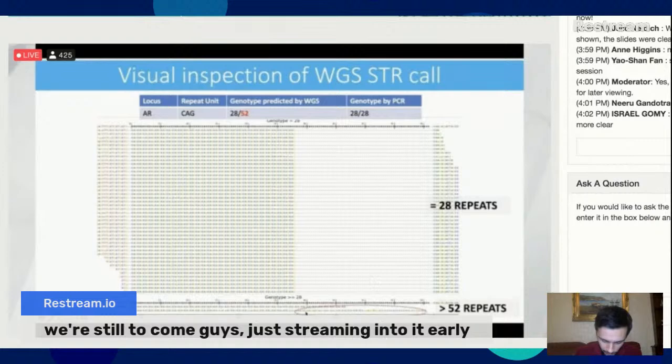If you look here, you can see that most of the nucleotides are in lowercase, and these are nucleotides that have bad sequencing quality. So we can discard these reads and actually correct this WGS call after visual inspection and say that the evidence from this WGS call is that the genotype is 28 and 28, like PCR said.